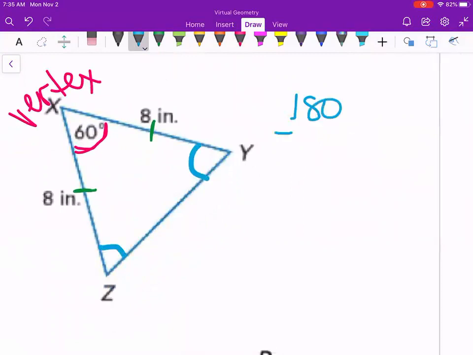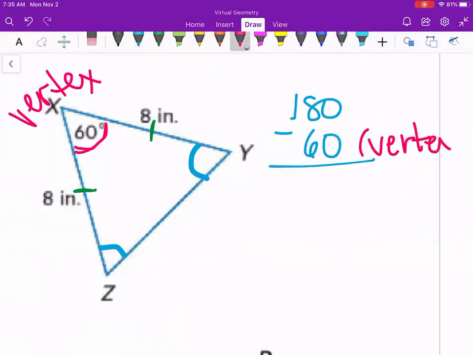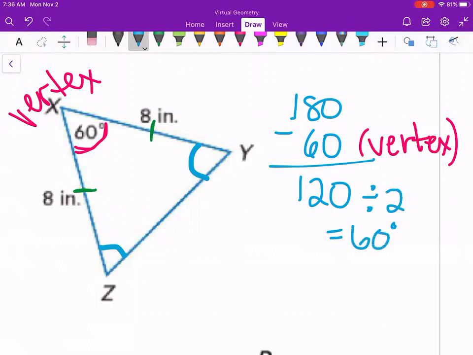Okay, so 180 minus the 60 degrees from the vertex gives 120. And then my 2 base angles, so I'm going to divide that by 2 for them, which means each one of them is in fact 60 degrees. Now you've got 3 congruent angles, so that means this is equiangular. And if I have equiangular, I automatically get equilateral.